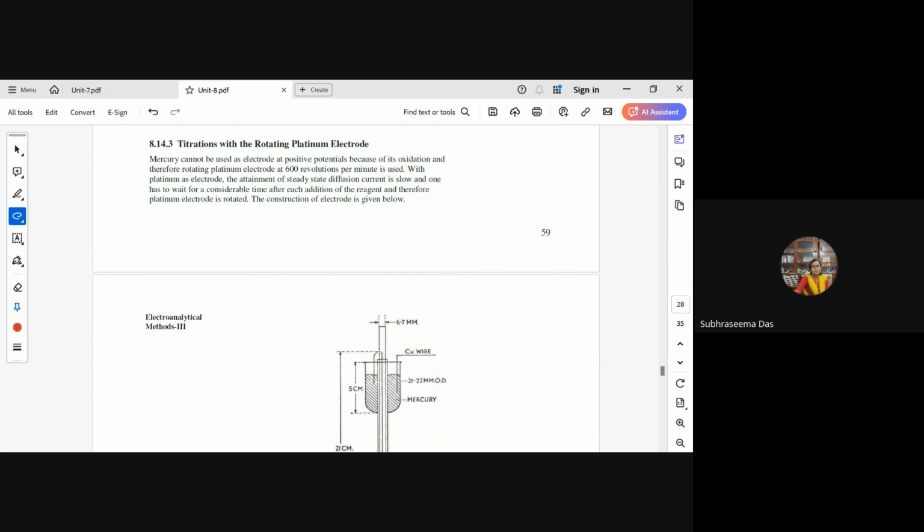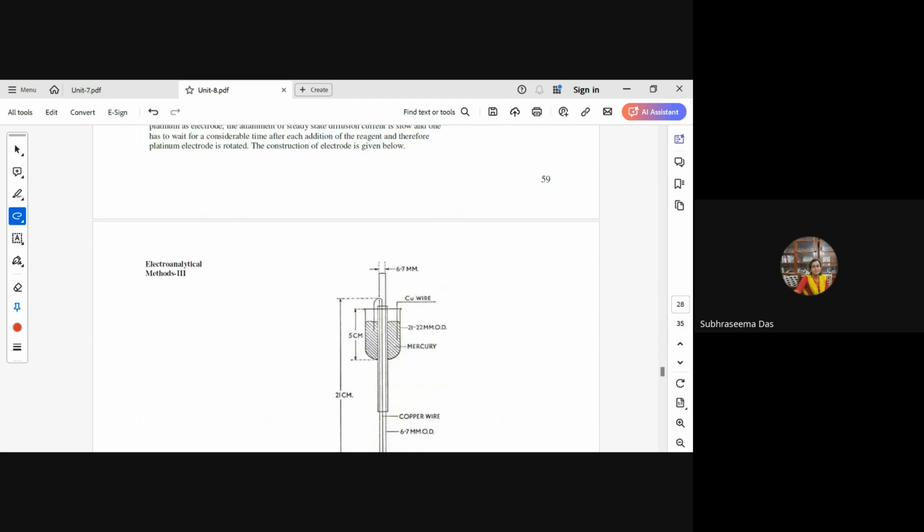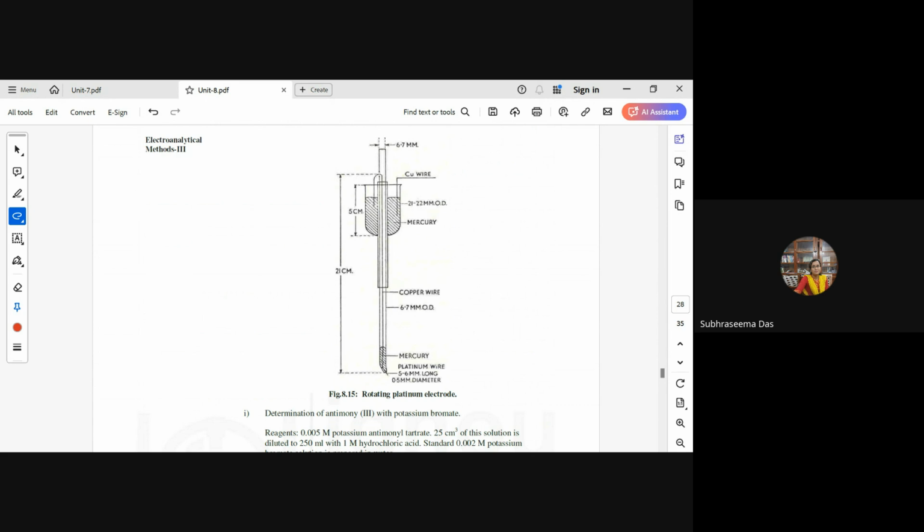Next is the titrations with rotating platinum electrode. Since mercury has a limitation that it cannot be used as an electrode at positive potentials, a rotating platinum electrode at 600 revolutions per minute has been used. With platinum as the electrode, steady state diffusion is slow and one has to wait for a considerable time for the platinum to be rotated. The construction of a rotating platinum electrode is shown in figure 8.15.